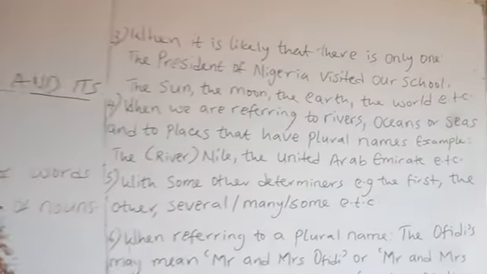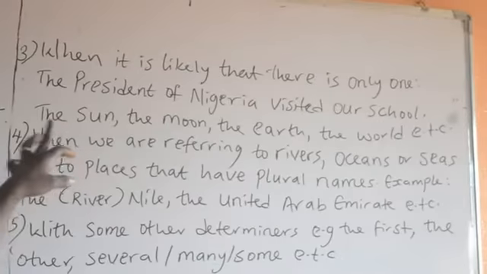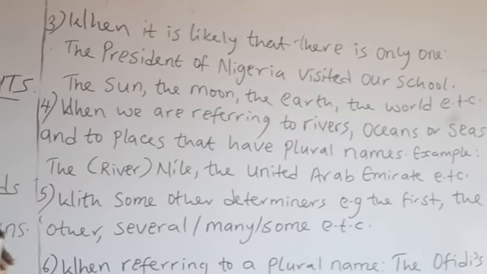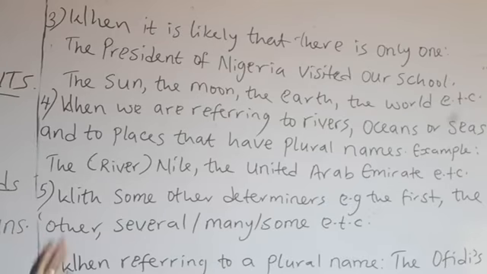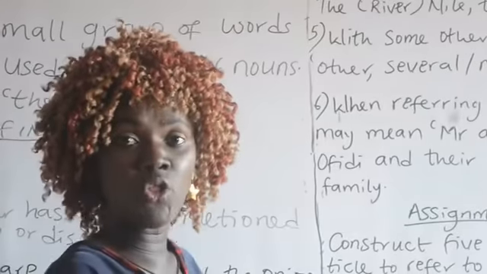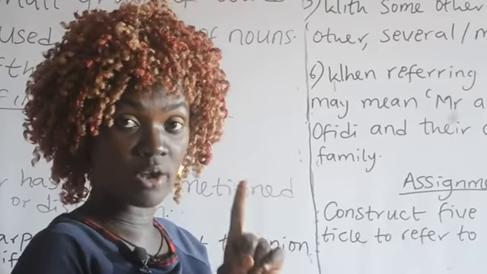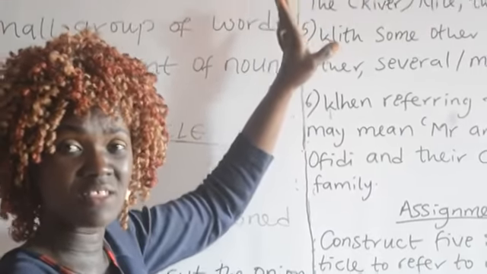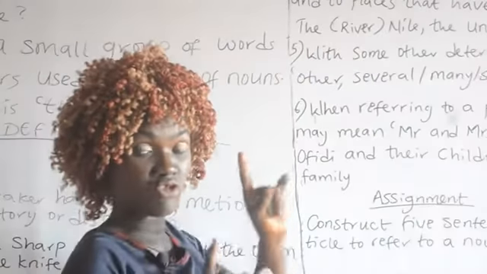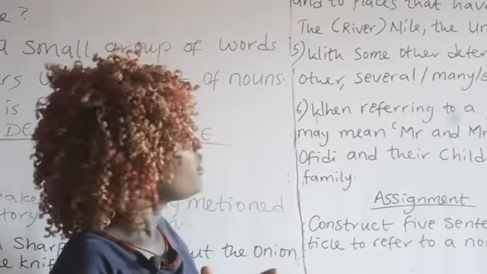Another use of the definite article. We use the definite article when it is likely that there is only one. Something that is one, something that is unique. It does not have two. You use the definite article the to refer to things like that. For example, the president of Nigeria visited our school. And we all know that in Nigeria we have just one president. So the definite article the is used to refer to things that we do not have two of, that are just one. They are unique.